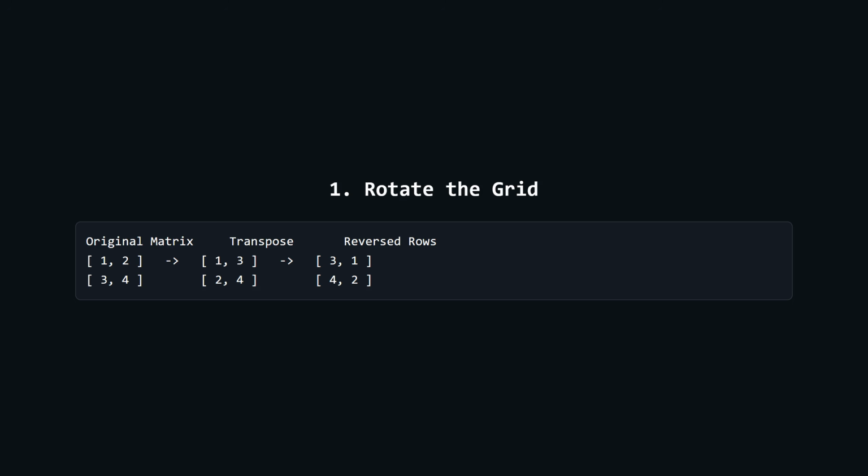If you haven't rotated a grid in code before, there is a handy trick for a 90-degree clockwise turn. First, you find the transpose of the matrix, which means swapping rows and columns. Then, you just reverse the order of items in each row. Let's look at how to code that.